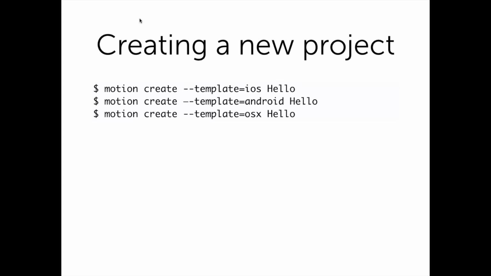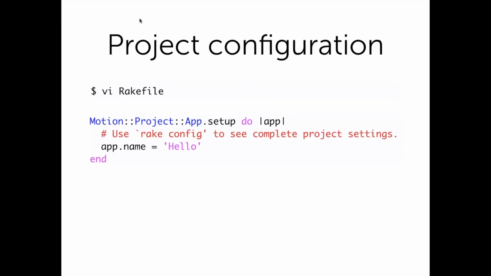Of course, because RubyMotion supports a lot of platforms, you can provide the name of the platform you want to create a project for. So template equal iOS for an iOS project, template equal Android for an Android project, template equal OSX for a Mac project, and with other platforms as well, such as tvOS, watchOS. You can create extensions, you can create a RubyMotion gem, so everything is documented on our website. But basically, you create things on the command line.